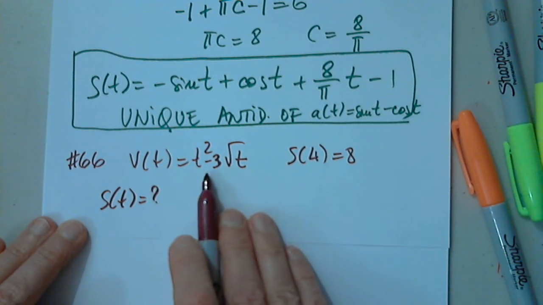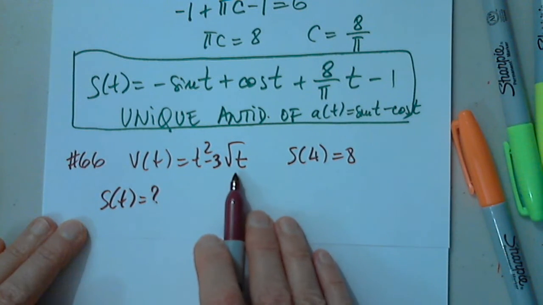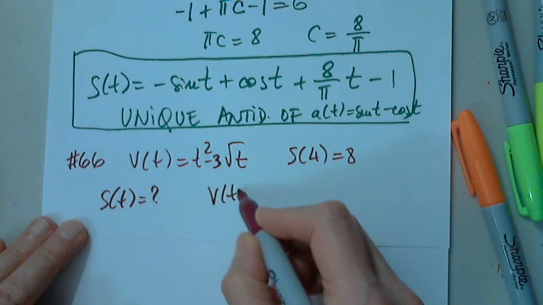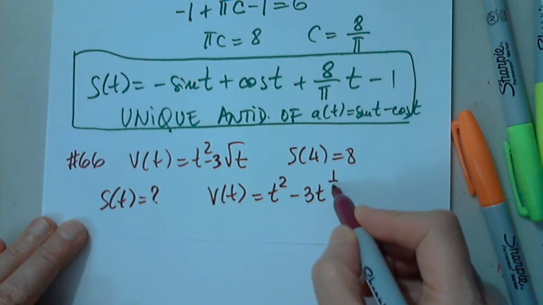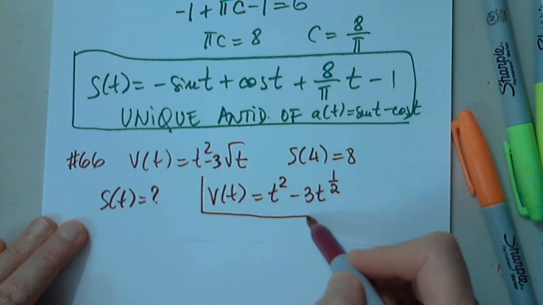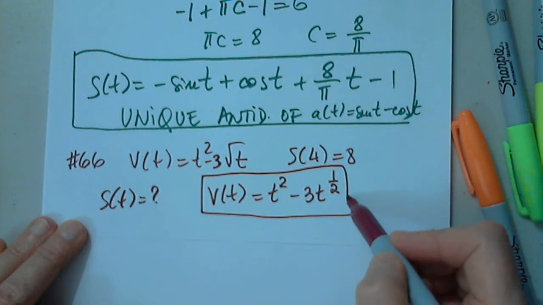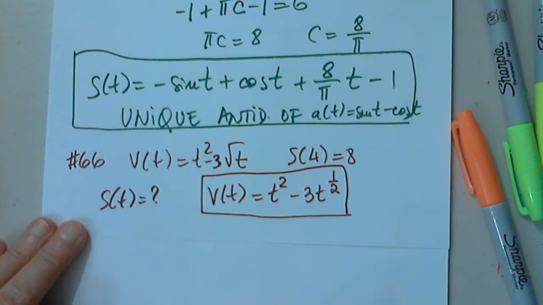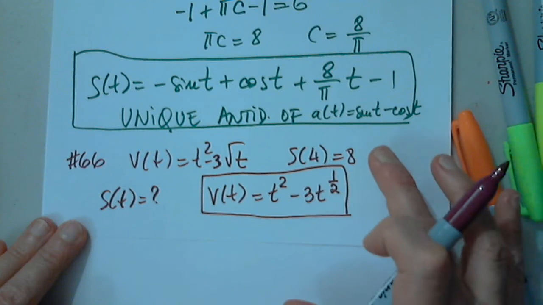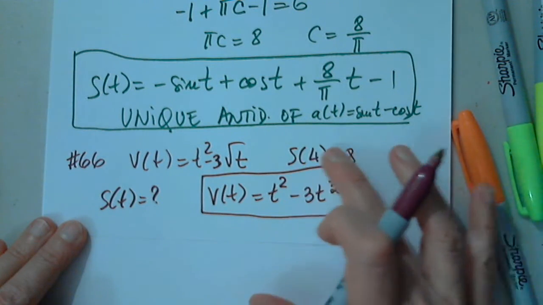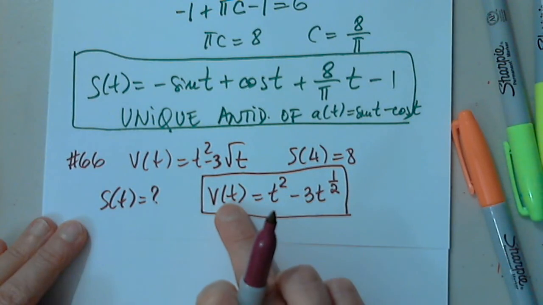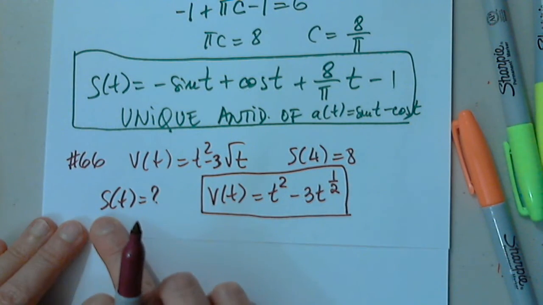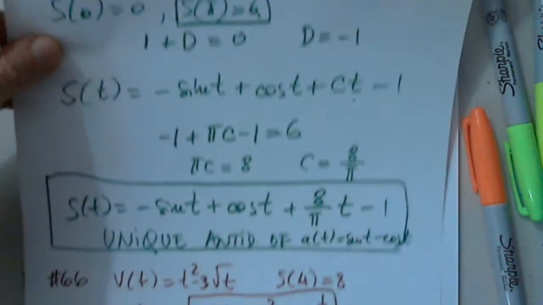So when I see something like this, in order to get it ready for anti-differentiation, I will immediately write it as t squared minus 3t to the 1/2. This will help me a lot. Since I have the velocity, I only have one given condition or initial condition, so I will only have one constant because this is the first derivative and this is the function. So then s of t.